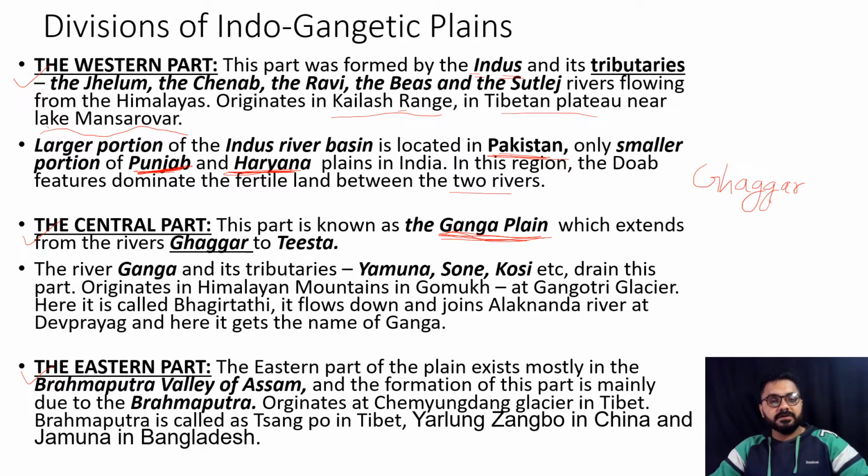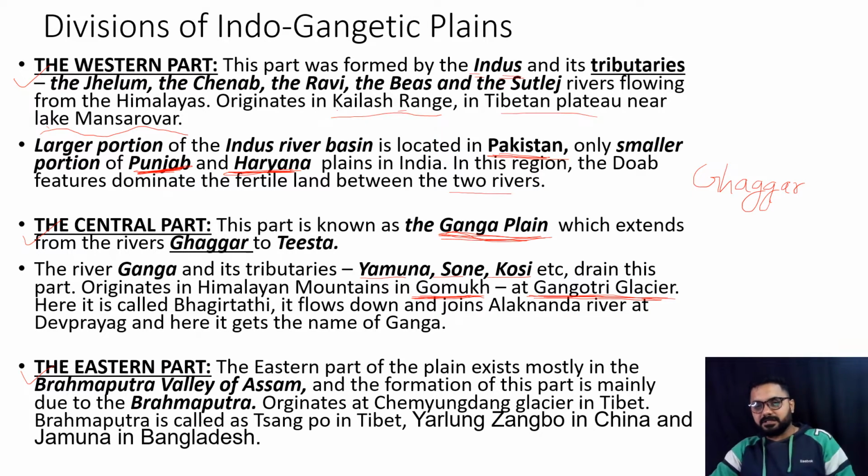Now, talking about the rivers, the Ganga and its tributaries, such as Yamuna, Son, Kosi, etc., drain this Ganga Plain. These originate in the Himalayan mountains. Now talking about the origin of the Ganga River: it originates in the Himalayan mountains in a place called Gomukh. At Gomukh, there is a glacier called the Gangotri Glacier. This is the point where the Ganga River flows through the melting of the glaciers.